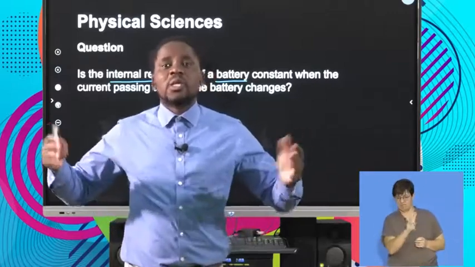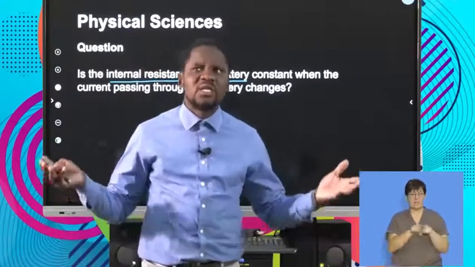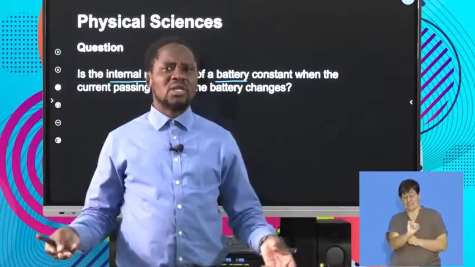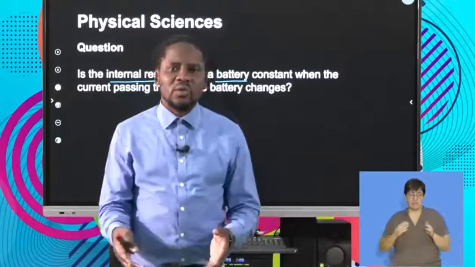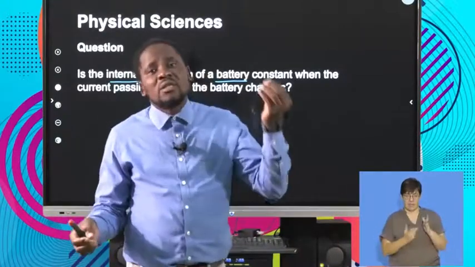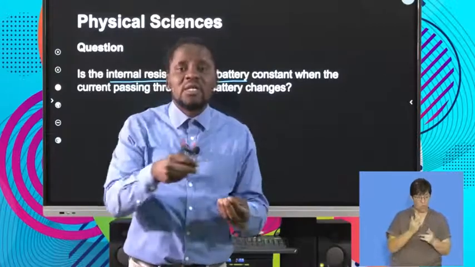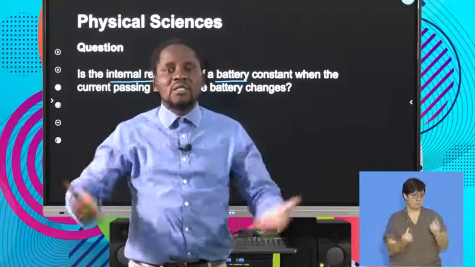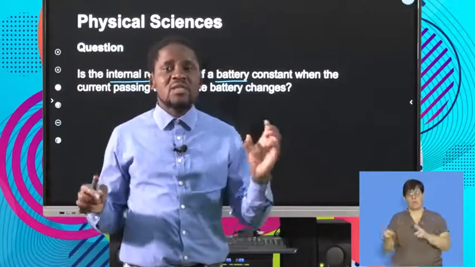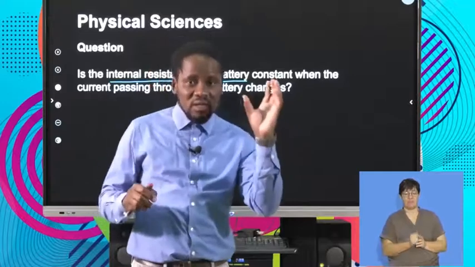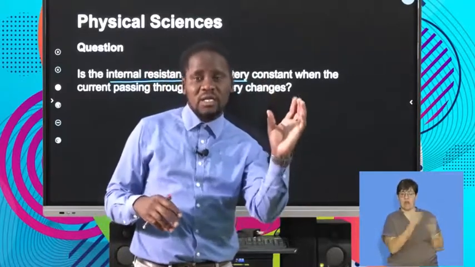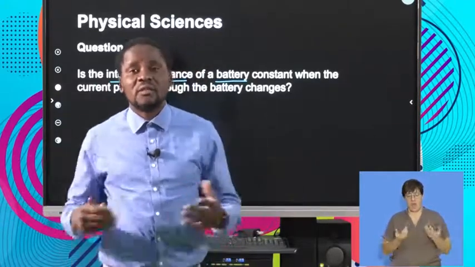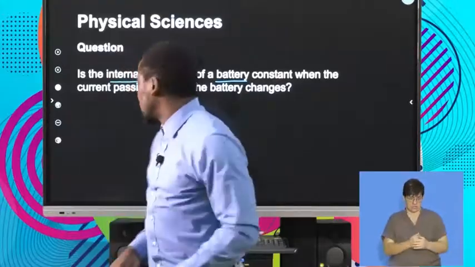We can also rephrase the same question and ask: does the internal resistance of the battery change depending on the current that passes through it? Or is there any correlation between the amount of current passing through the battery and the magnitude of the battery's internal resistance? We can ask the same question in different ways, but the key thing is that we're going to vary the current for the same battery to see if that affects the magnitude of internal resistance. So that's the big question.